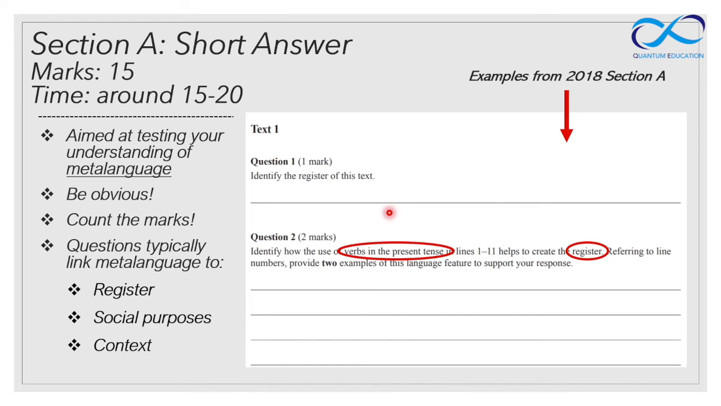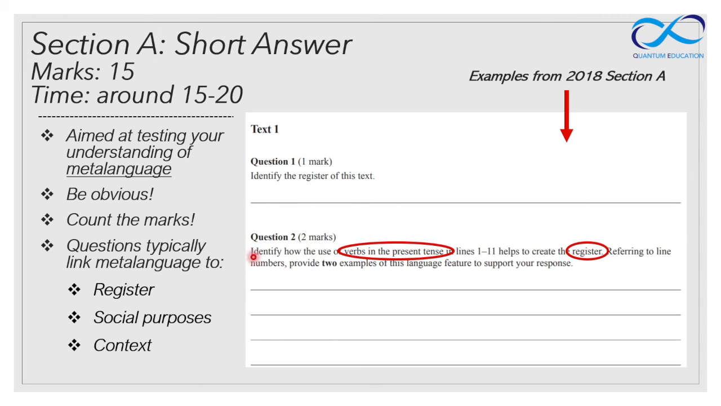Typically, questions link to things. So this one up top, question 1 in the example, just asks you to identify something. So here you would just write the answer to the question, just identify the register, you wouldn't explain anything. Whereas down here, this one is worth 2 marks, they're asking you to link a piece of meta language to one of the major topics. So register, social purpose, and context are common things they can ask you to link to. But they could also do things like information flow or topic management, etc. So they're asking you to link 2 things here. So always count the marks.